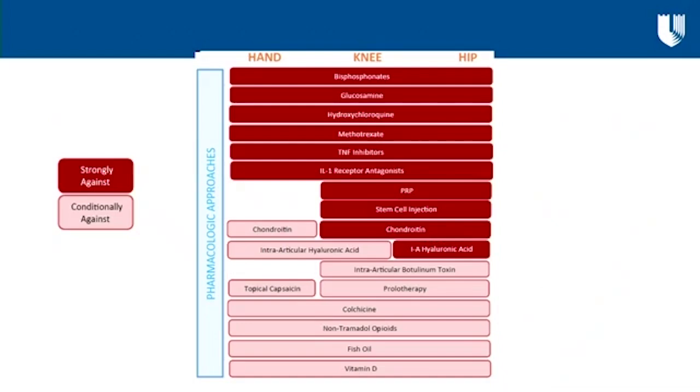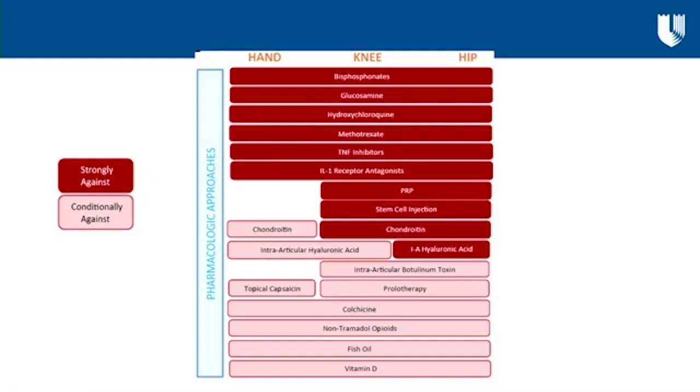What I love is the list of things that are just kind of meh, right? Even you'll see topical capsaicin is conditionally against, for hand, obviously, but strongly against all the other stuff. Like bisphosphonates, we know don't treat osteoarthritis. Our favorite, glucosamine and chondroitin, right? What everyone wants to do, what everyone swears up and down is gonna help. No, really doesn't. The data's not great. You can spend $800 a month on it.